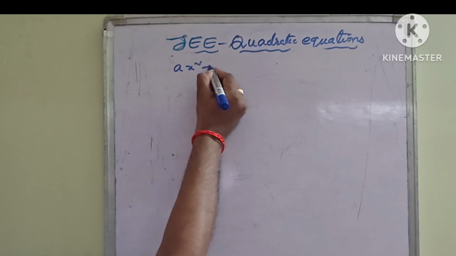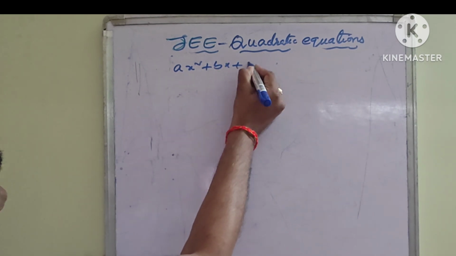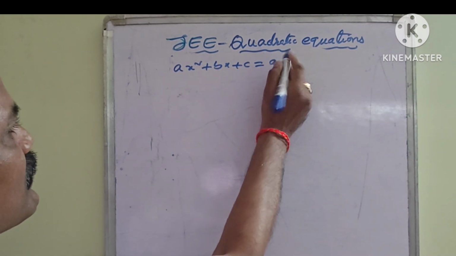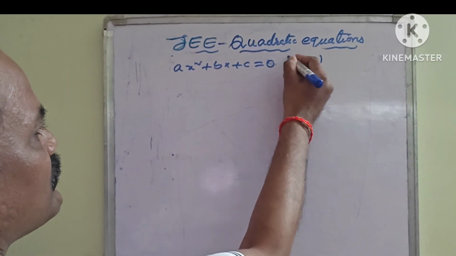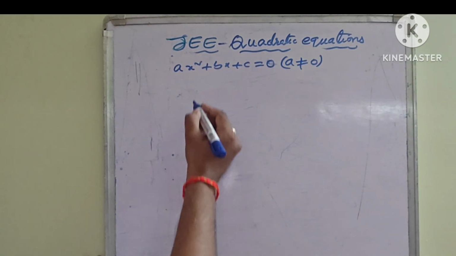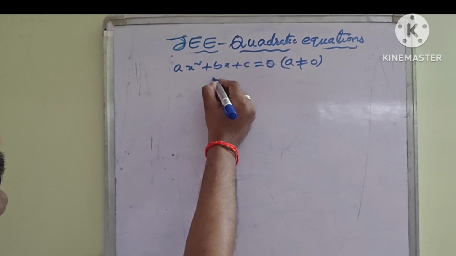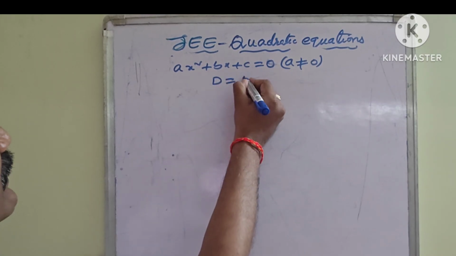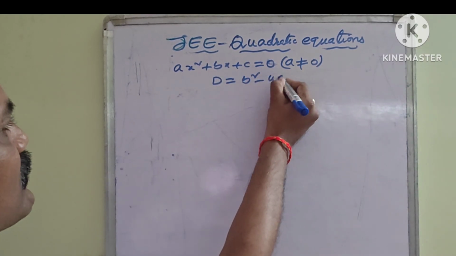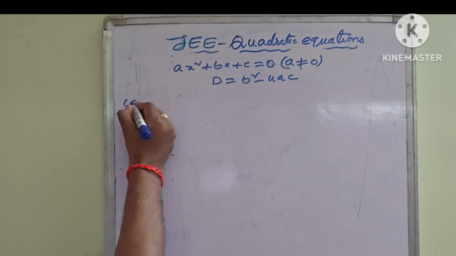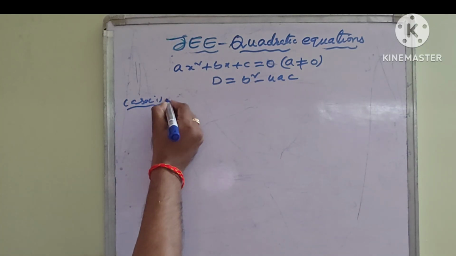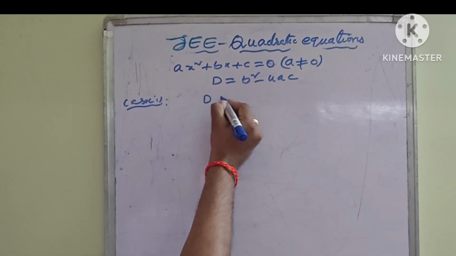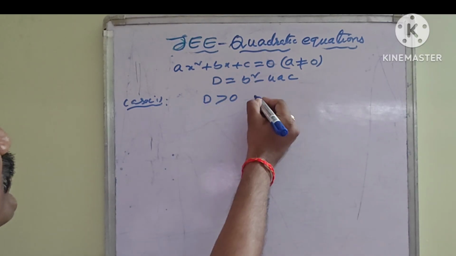Ax square plus bx plus c is equal to 0, where a is not equal to 0. This is the quadratic equation. Now the discriminant D is b square minus 4ac. Now here, case 1: discriminant is greater than 0.